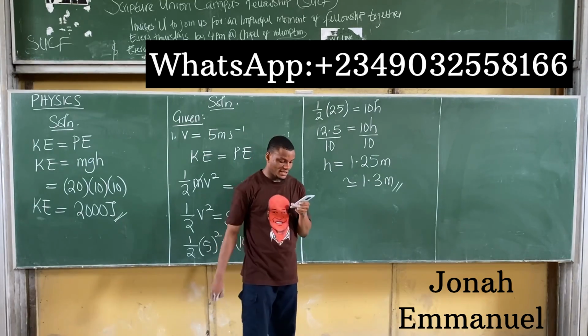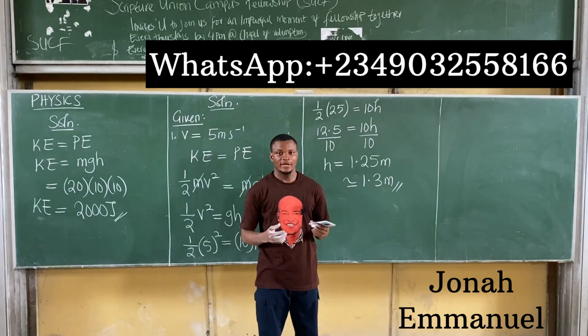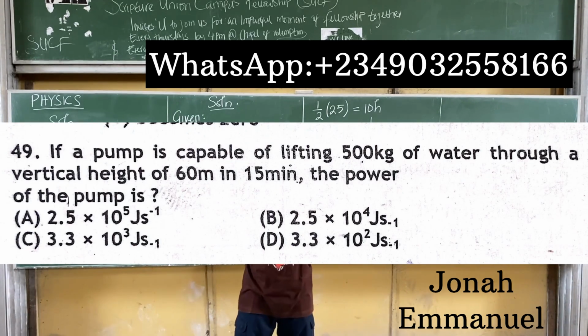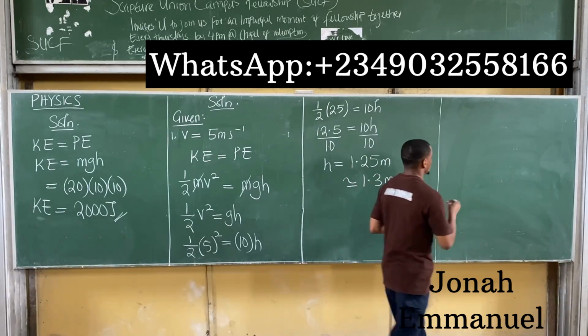Okay, let's take yet another question. The next question says, if a pump is capable of lifting 500 kilograms of water through a vertical height of 60 meters in 15 minutes, the power of the pump is dash. Solution here.